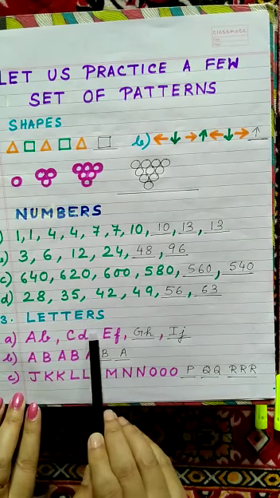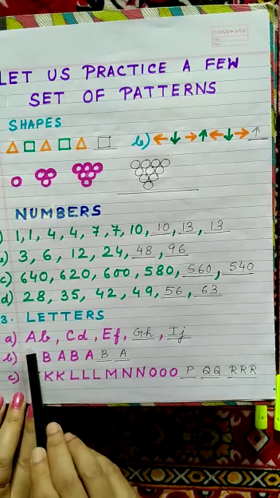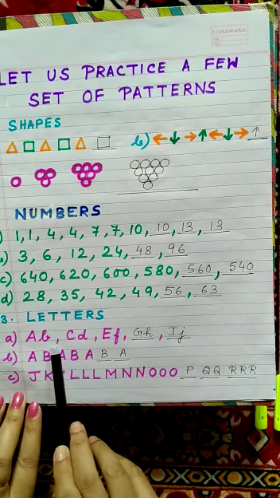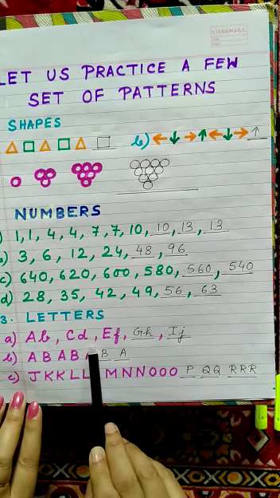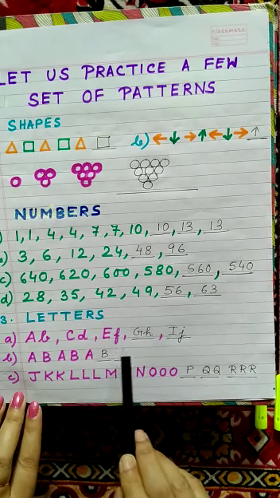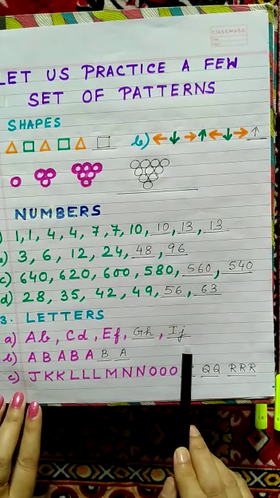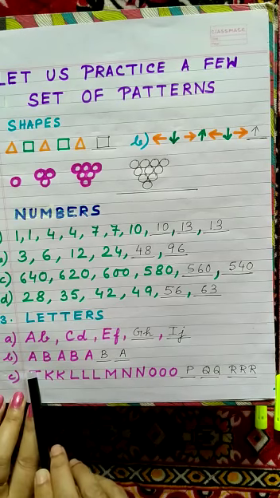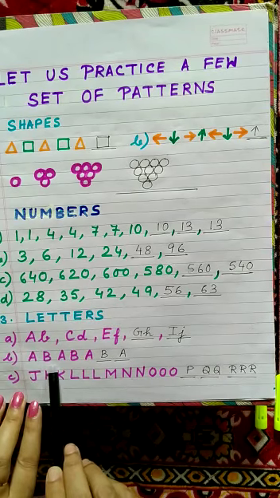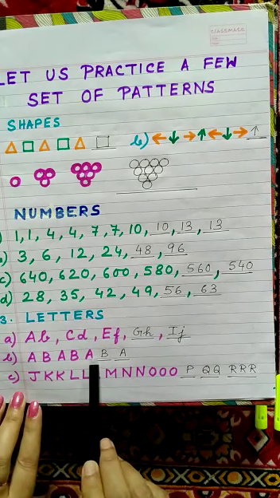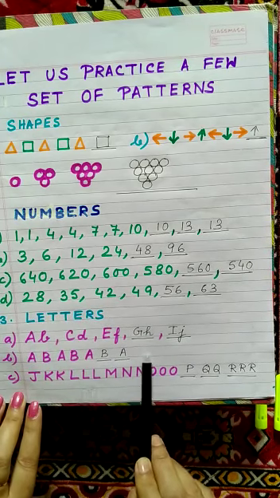Now we have the set of letters here. Here you see the first letter is written in capital, the second in small. C capital, D small, E capital, F small, G capital, H small, I capital, J small. Here the letters are just repeated. A, B, A, B, A, B, A.